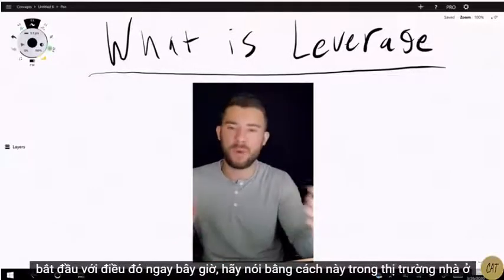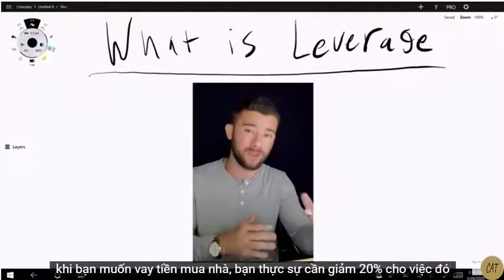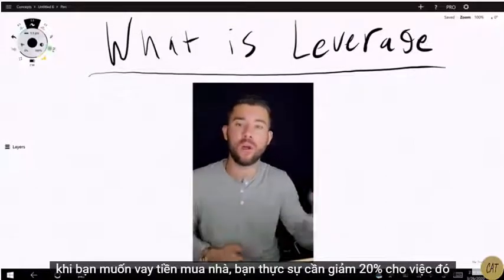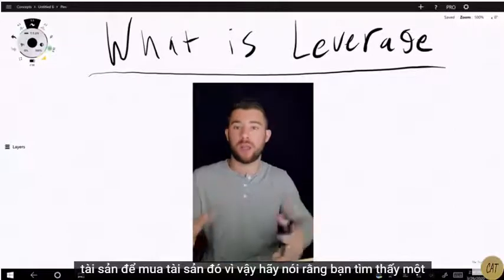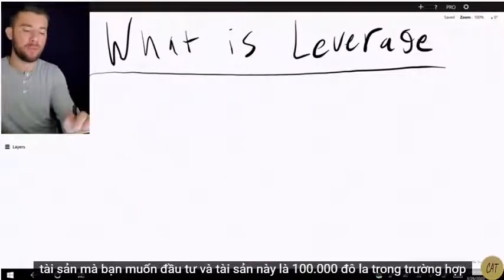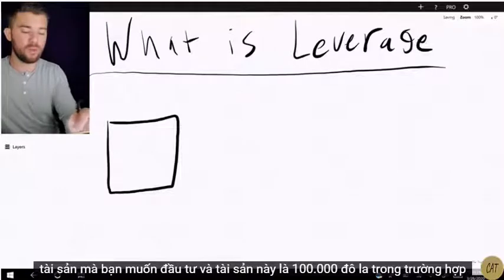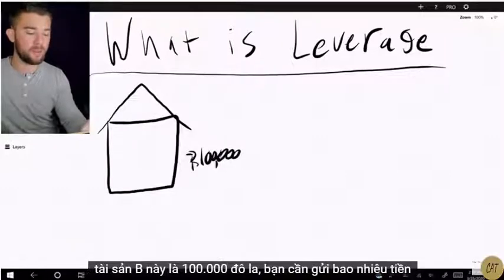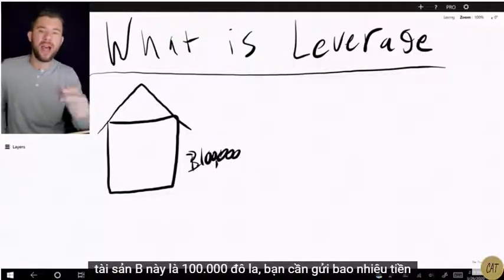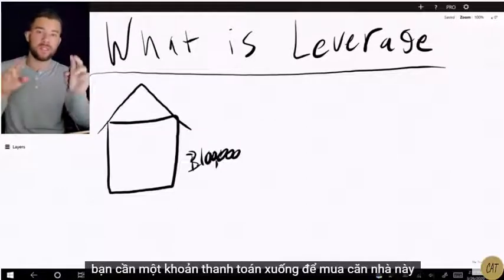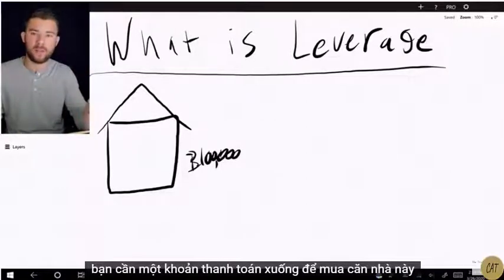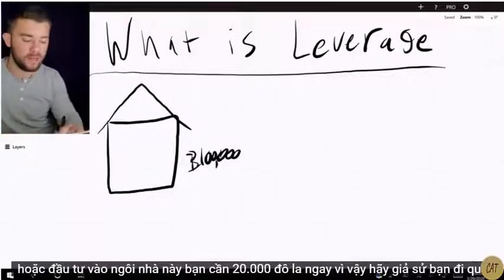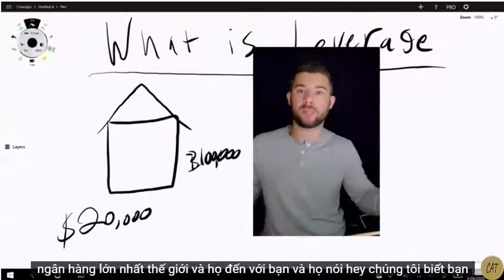Let's say, by the way, in the housing market, when you want to get a loan for a house, you actually need 20% down on that property in order to purchase that property. So let's say you find a property that you want to invest in, and this property is $100,000. In the case of this property being $100,000, how much do you need to deposit? How much of a down payment do you need in order to buy this house or invest in this house? You need $20,000, right?